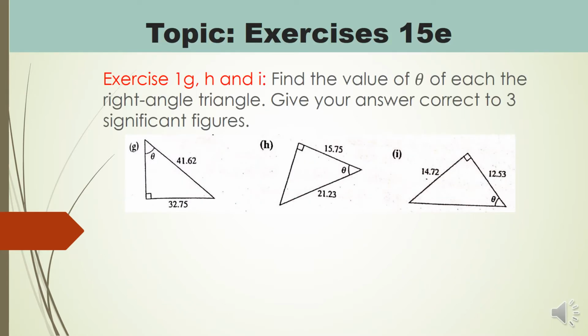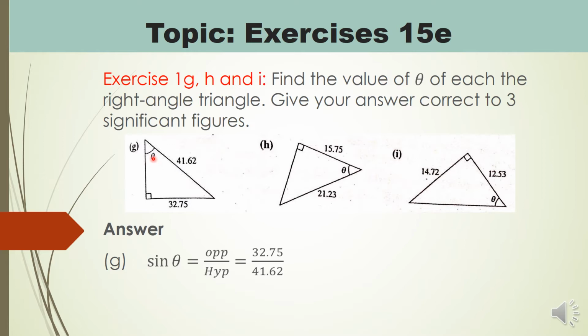I would like to explain the solution of exercise 1G, exercise 1H, and exercise 1I. The exercise asks you to find the value of theta. So let's find angle theta of each of the right angle triangles: this right triangle, this right triangle, and this right triangle. First, have a look at the solution of exercise G.